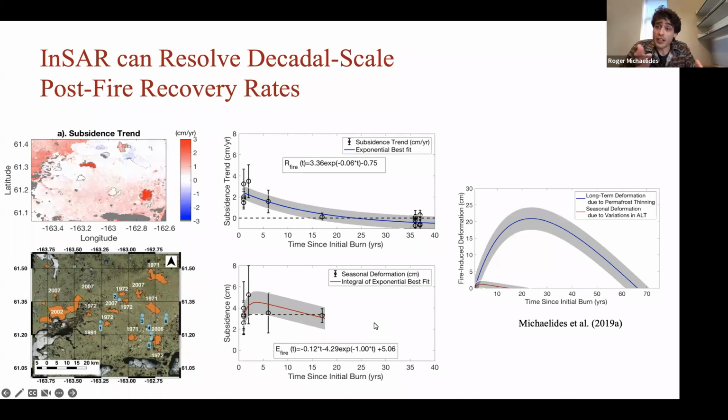Now, because we've separated both the seasonal component and the interannual component, we can further discriminate between effects that modulate the active layer, which is that seasonally freezing and thawing component, as well as effects that influence the permafrost, which is that perennially frozen component. And so what's shown here is, in red, the seasonal component, and in blue, the forward model of the long-term permafrost changes.